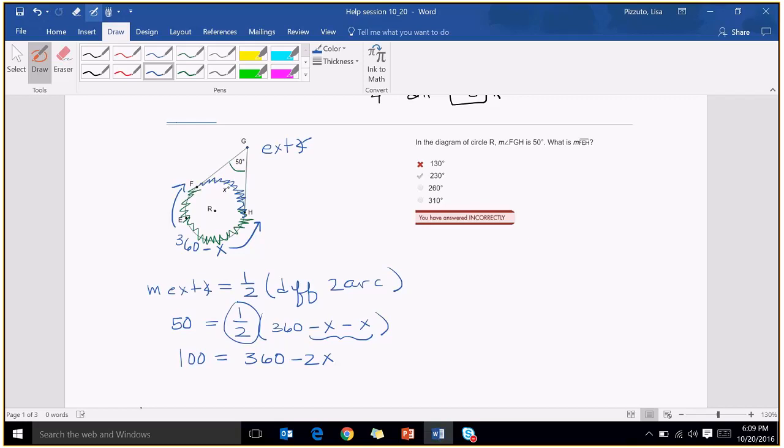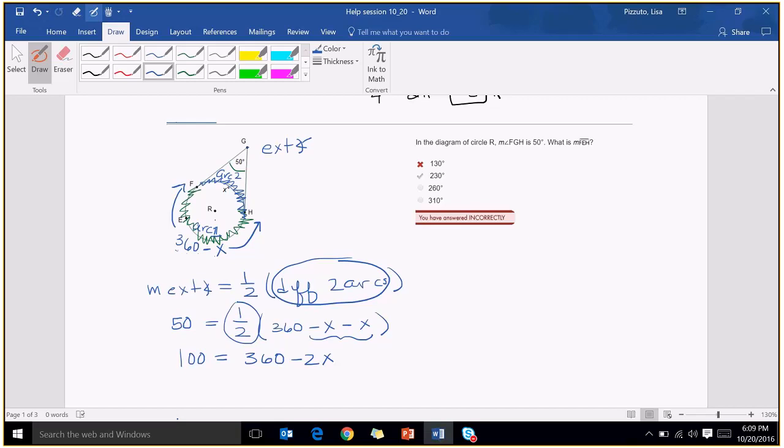Well, can I ask where the second x came from? This arc here is 360 minus x. This is arc 1. Okay. And then arc 2 is right here, and it's just x. So it's the difference of the two arcs is how you find the angle. It's half the difference of the two arcs. Okay? So then how would I go about solving for x?